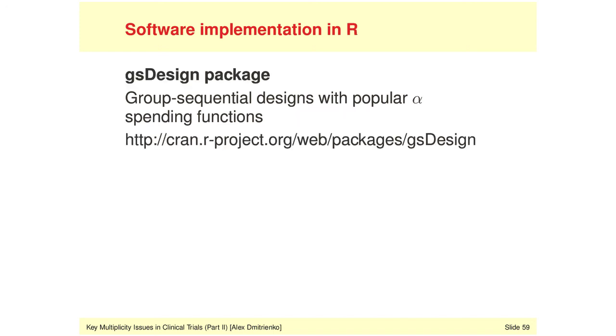As an alternative to using SAS, we can spend a bit more time on discussing how similar calculations can be performed using open source software. Specifically, there's a popular package called the gsDesign package available in R that can be used to perform similar calculations. It supports calculations of adjusted significance levels across multiple decision points based on commonly used alpha spending functions. You can learn more about this particular package by visiting the package's web page on the CRAN website. You can see the link on the slide.